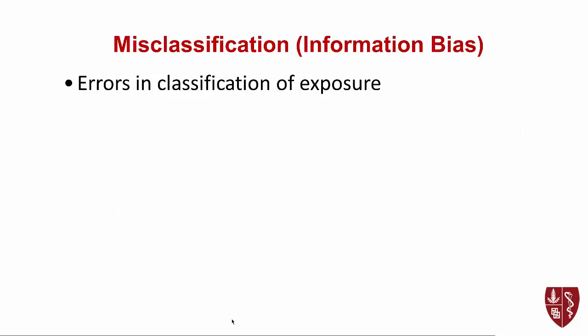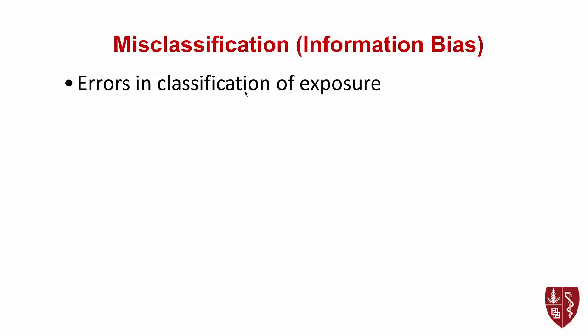Now let's talk about a third source of systematic error, and that's misclassification or information bias. And I'm going to split this up into two parts. First is errors of classification of exposure. So what do we mean by errors in classifying the exposure? Remember, in a randomized clinical trial, the exposure is whether you're on the treatment arm or the placebo arm.